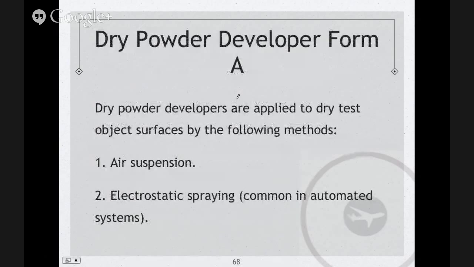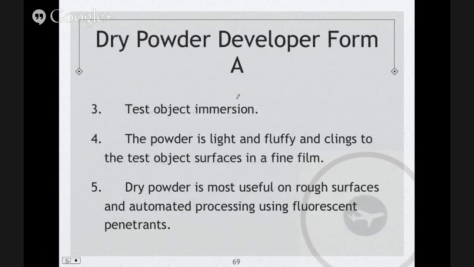dry developers are applied to dry test object surfaces by the following methods. So we can apply this dry powder by air suspension, electrostatic spray, spraying, which is common in automated systems, right? We can immerse the part in this powder. The powder is lightly fluffy and clings to the test object surfaces in a fine film. Dry powder is most useful on rough surfaces and automated processing units using fluorescent penetrant systems.